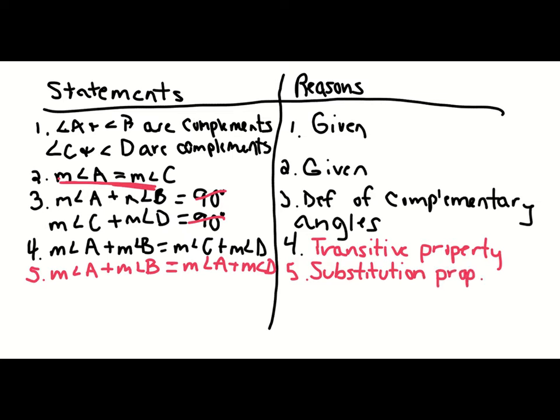All right, and then from here, I can say that the measure of angle B equals the measure of angle D. And to go from this line to this one, I had to get rid of the measure of angle A. To do that, think of it like this. You're subtracting it from the equation. So my last step here would be the subtraction property of equality.